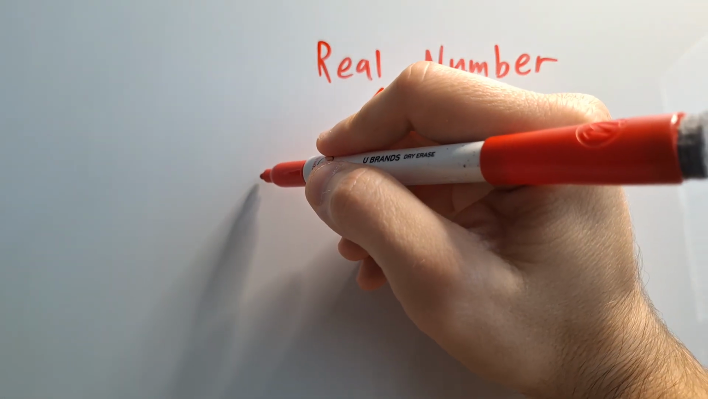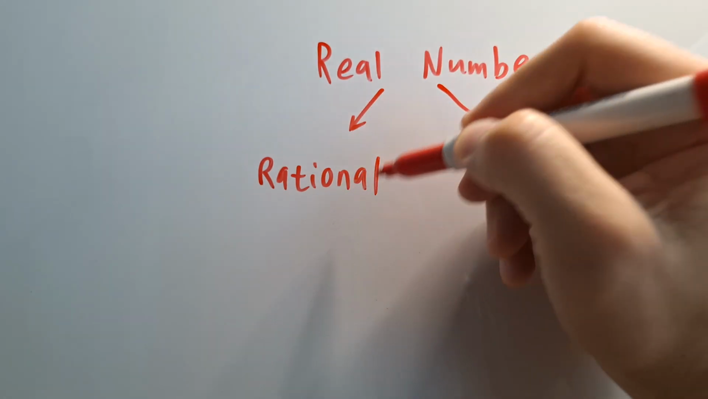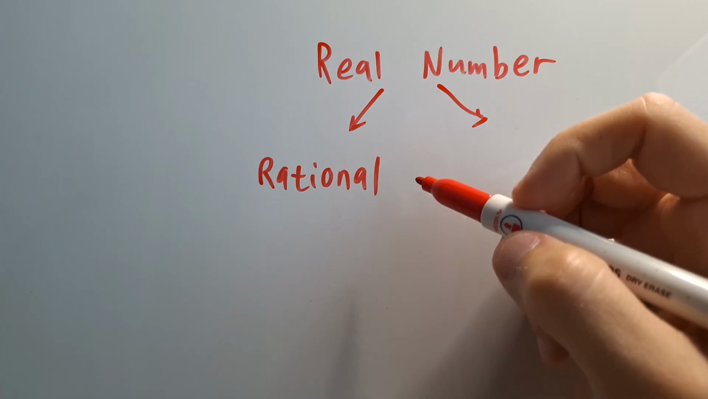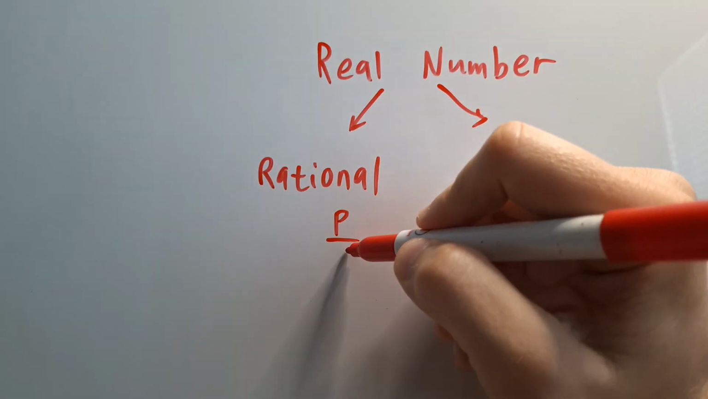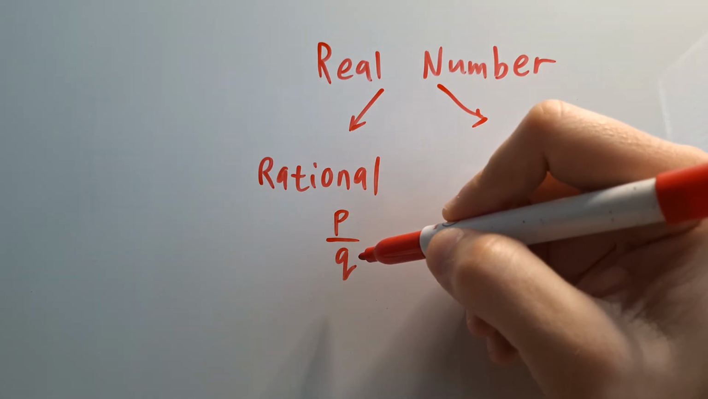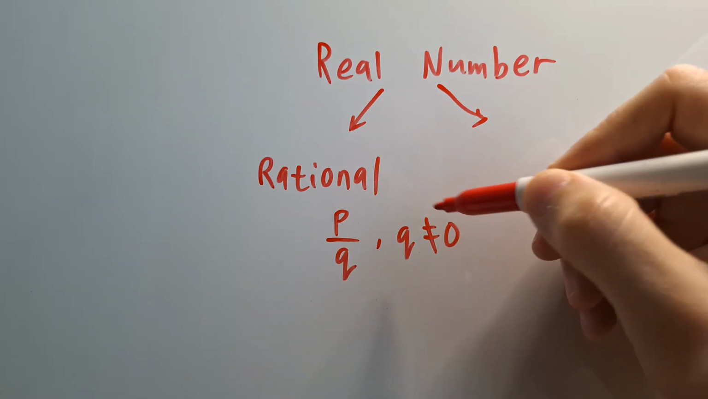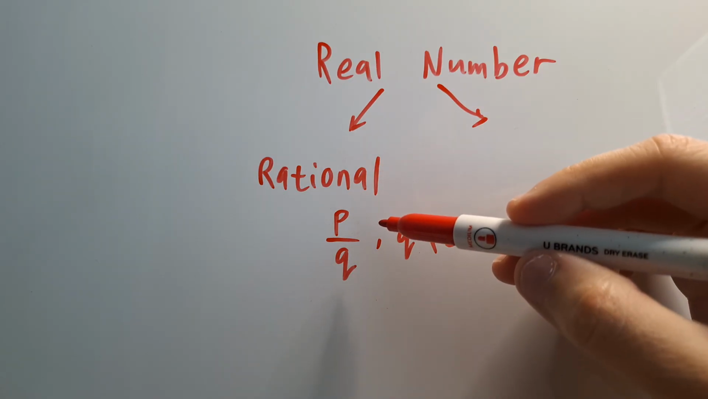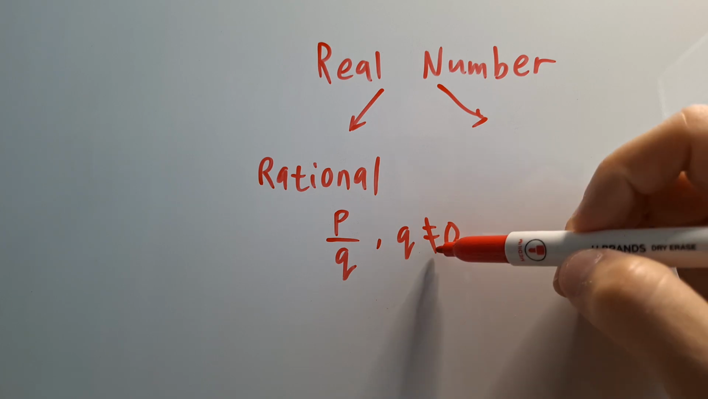And the first one is what we refer to as the set of rational numbers. The set of rational numbers is the set of numbers that can be expressed in the following form: P over Q, where both P and Q are integers, and provided that Q is not 0, because remember, we cannot divide by 0. So think of a rational number as a relationship between two integers with a non-zero denominator.